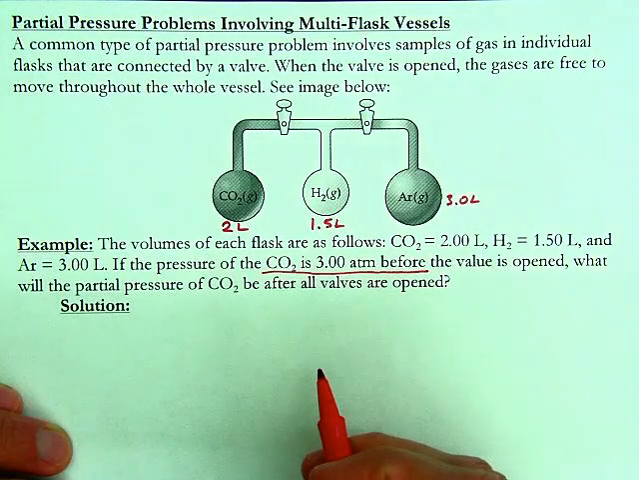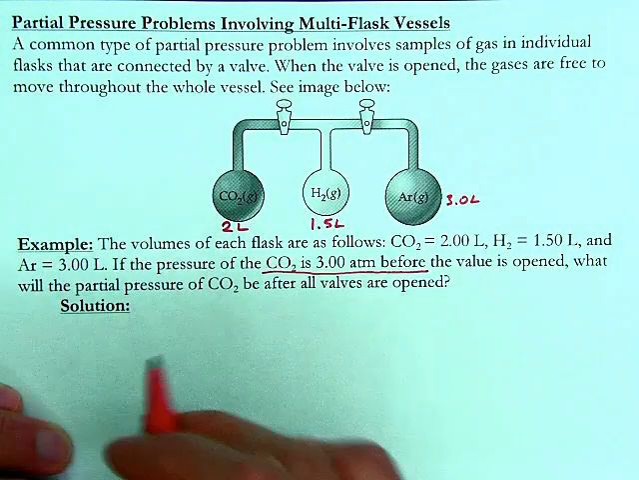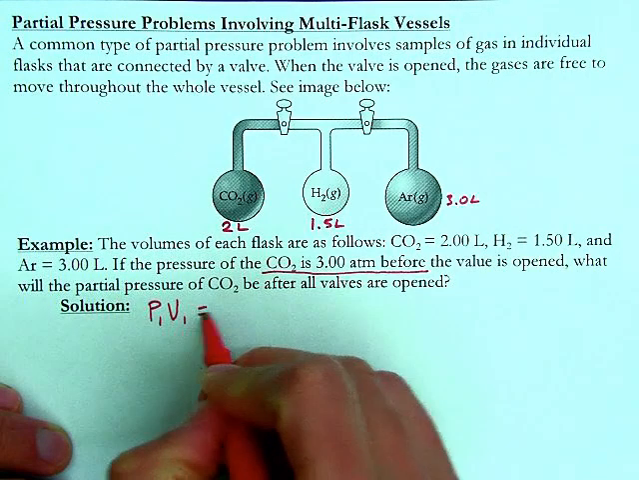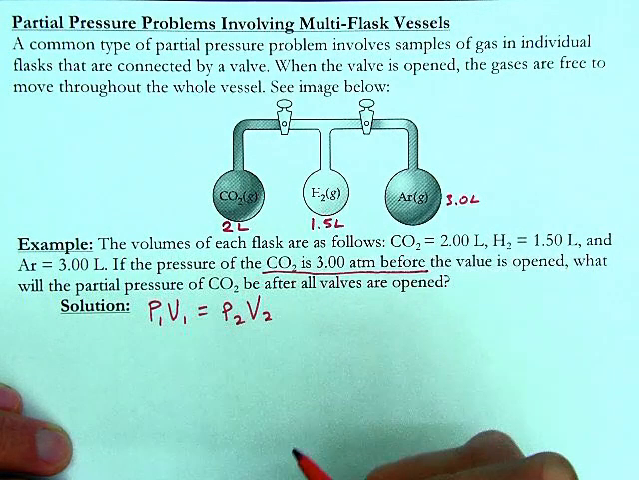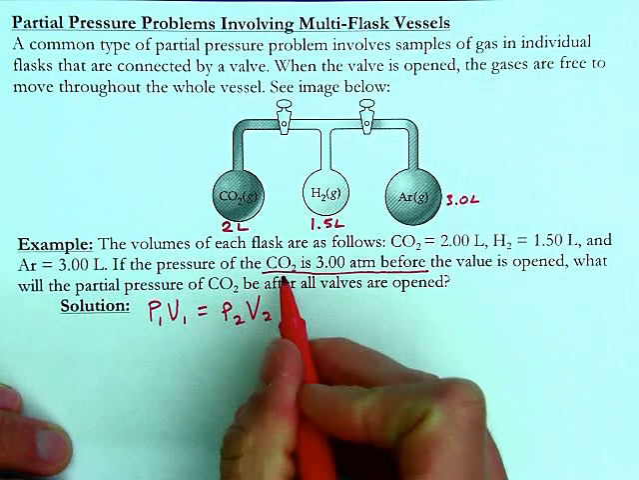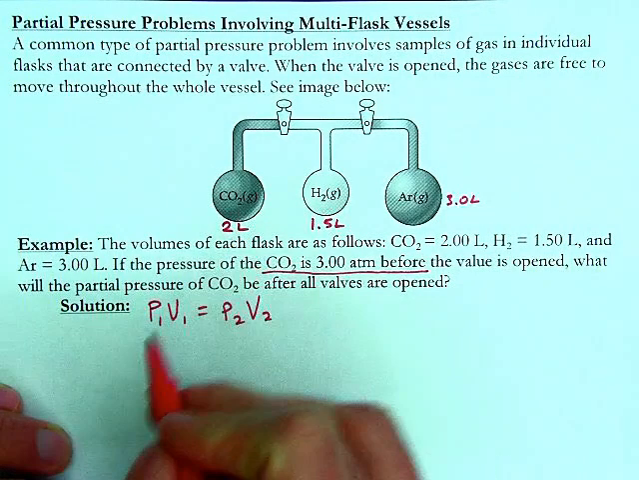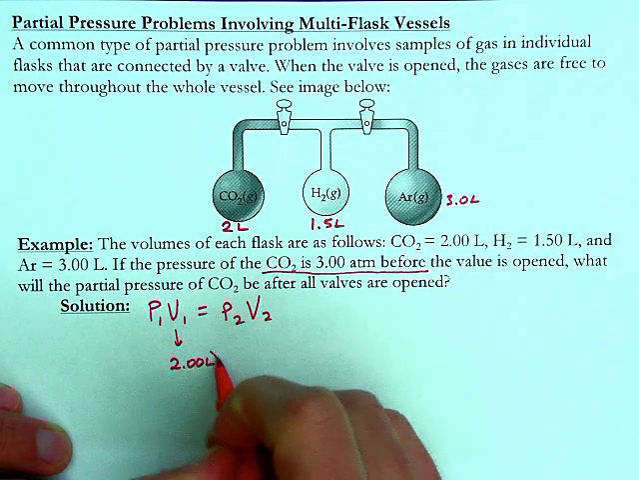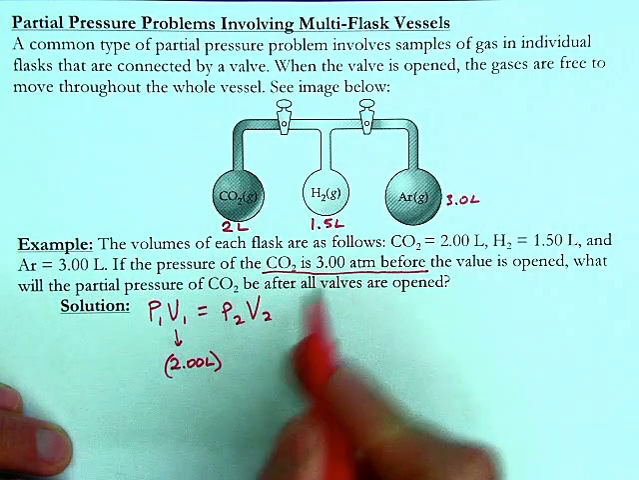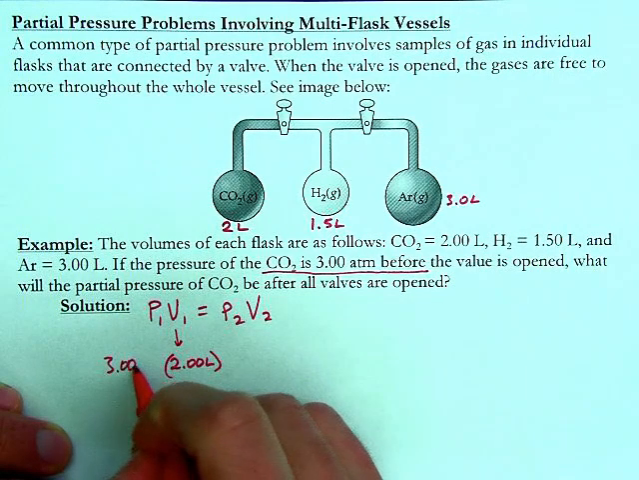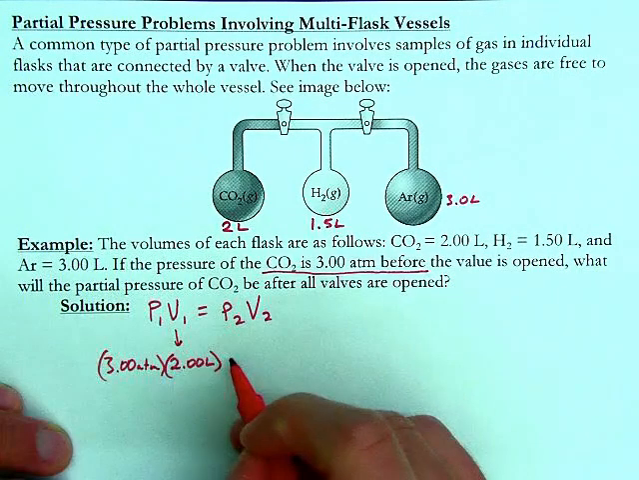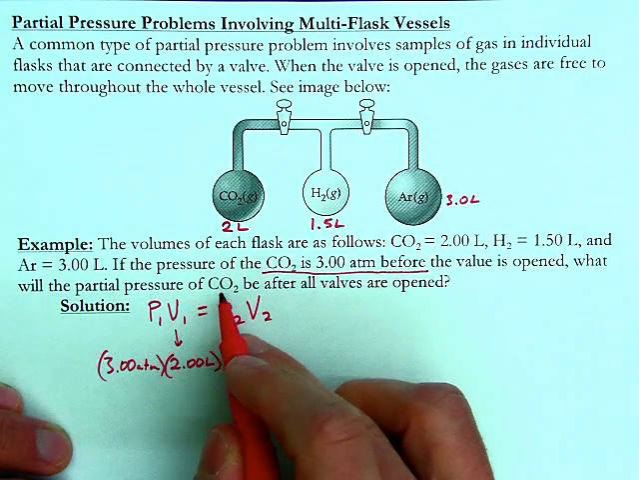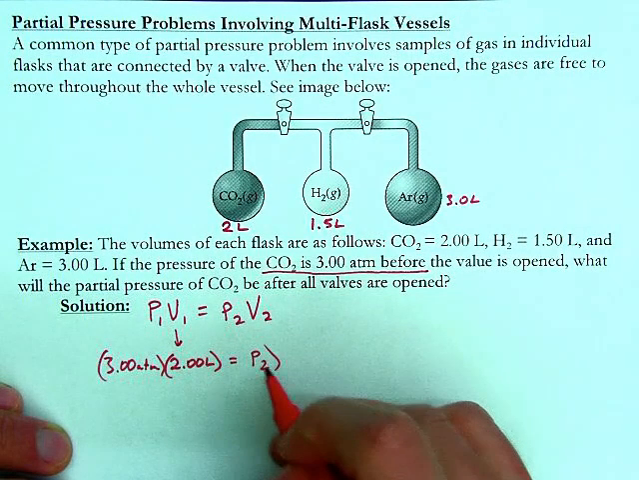Now, this is actually just, in a sense, a Boyle's law problem. Boyle's law is P1 V1 equals P2 V2. So for CO2, our starting volume, V1, is 2 liters. And our starting pressure is 3 atmospheres. They're asking you, when all the valves are opened, what will be the partial pressure of CO2? What will be P2 when all the valves are opened?